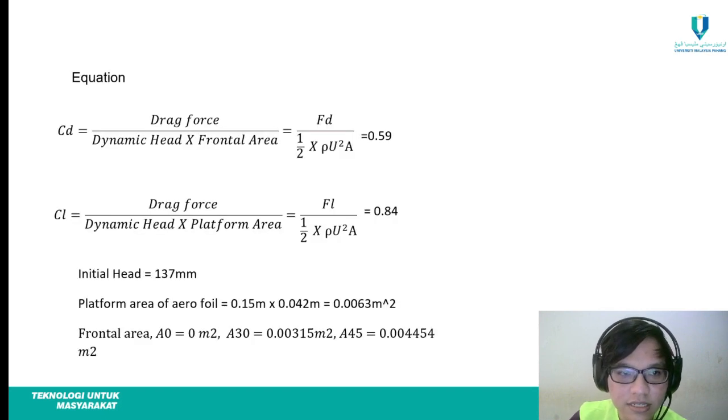Then moving on, here is the question that involves the calculation for all the relevant result for the drag force. For the lifting force, here you can see that the initial height is 237 mm. The platform area of aerofoil is 0.0016 meter square, and then the frontal area for the different angle of attack. For the 0 angle is equal to 0. For the 30-degree angle is equal to 0.00315 meter square, and the 45 degree angle of attack is equal to 0.04454 meter square.